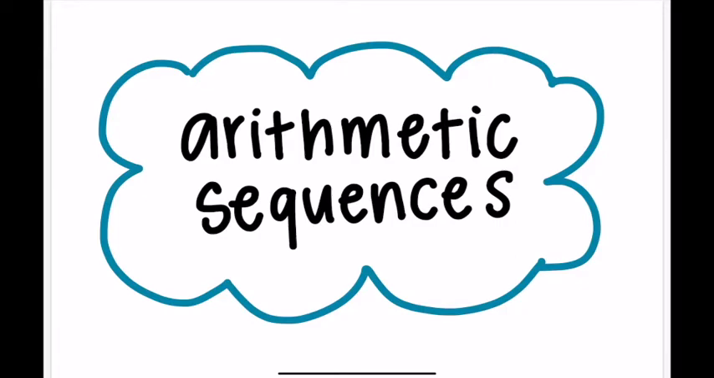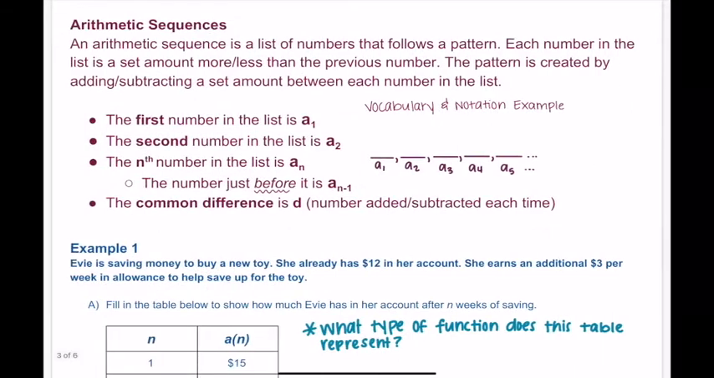In this lesson, we are talking about arithmetic sequences. An arithmetic sequence is just a list of numbers that follow a specific pattern. Each number in the list is a set amount more or less than the previous number, and that pattern is created by adding or subtracting a certain amount between each number in the list.